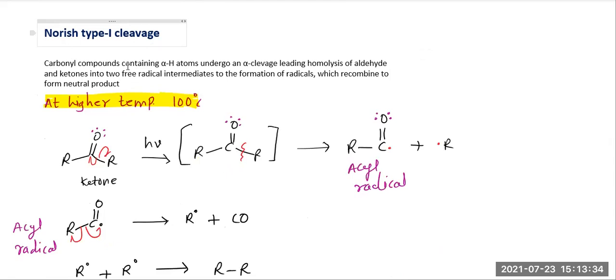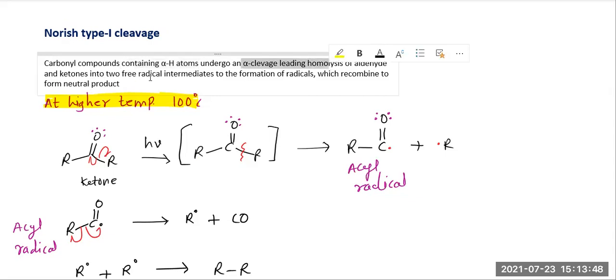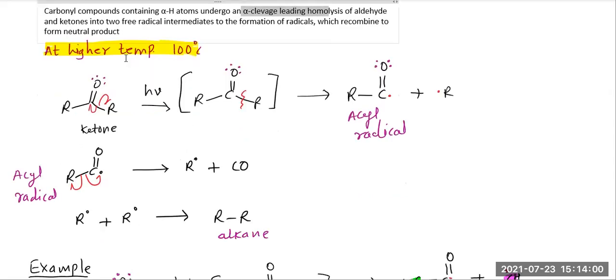In this case, the carbonyl compound should contain alpha hydrogen atoms, which undergo an alpha cleavage leading to the homolysis of aldehydes and ketones into two radical intermediates, which recombine to form neutral products. You can consider the reaction actually happens in two different stages at high temperature. Let us consider a general example. This is a carbonyl compound, basically a ketone, R-C double bond O-R.